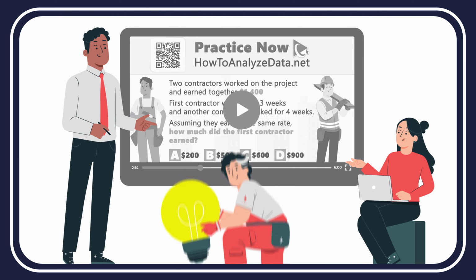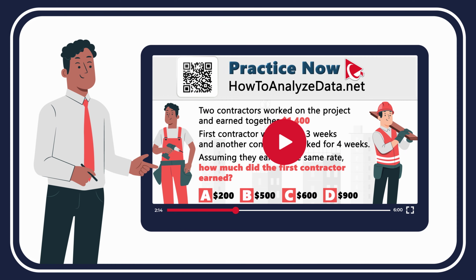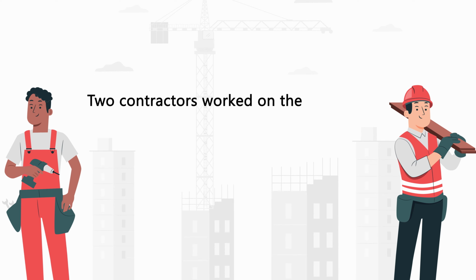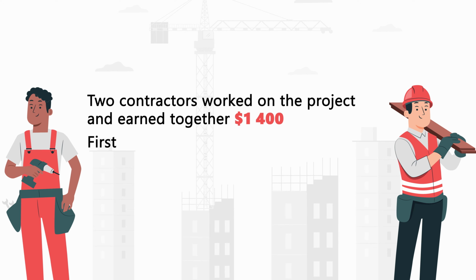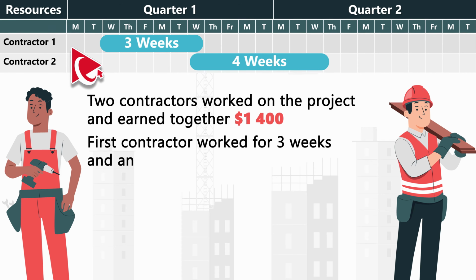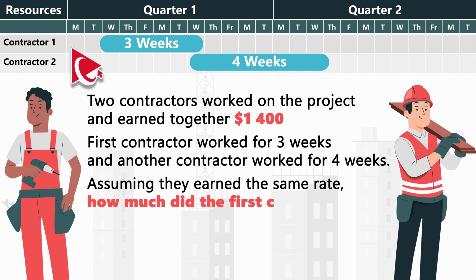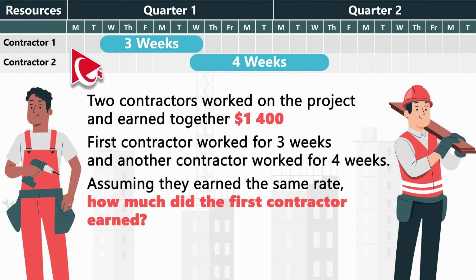Well, the good thing about this problem is that we only need to solve it for 2 contractors. Because in our problem, 2 contractors worked on the project and earned together $1,400. First contractor worked for 3 weeks and another contractor worked for 4 weeks. Assuming they earned the same rate, how much did the first contractor earn? And you're presented with 4 possible choices.